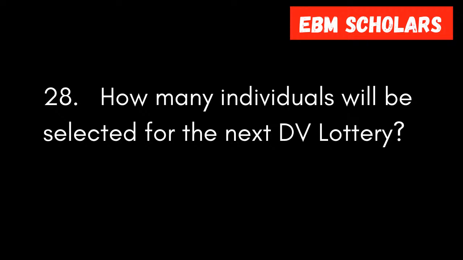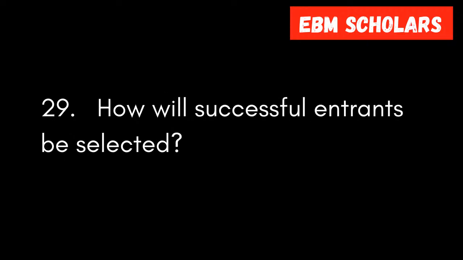So there's no fixed number of people being selected. They take more people, but the minimum is usually more than 120,000 in many years. The number of visas at the moment is 55,000. So these are the entrants to be selected. How is a successful entrant selected? That will be another question. How do they select them?